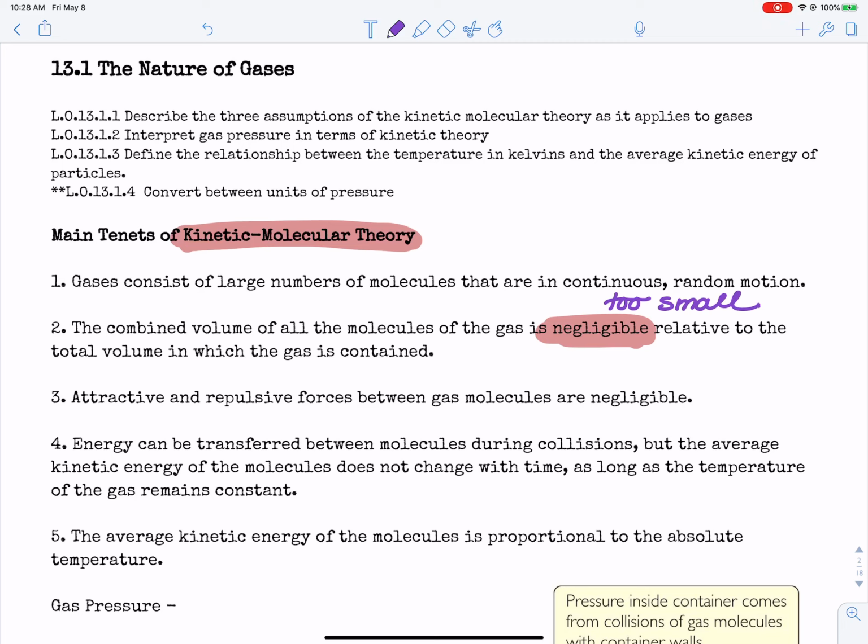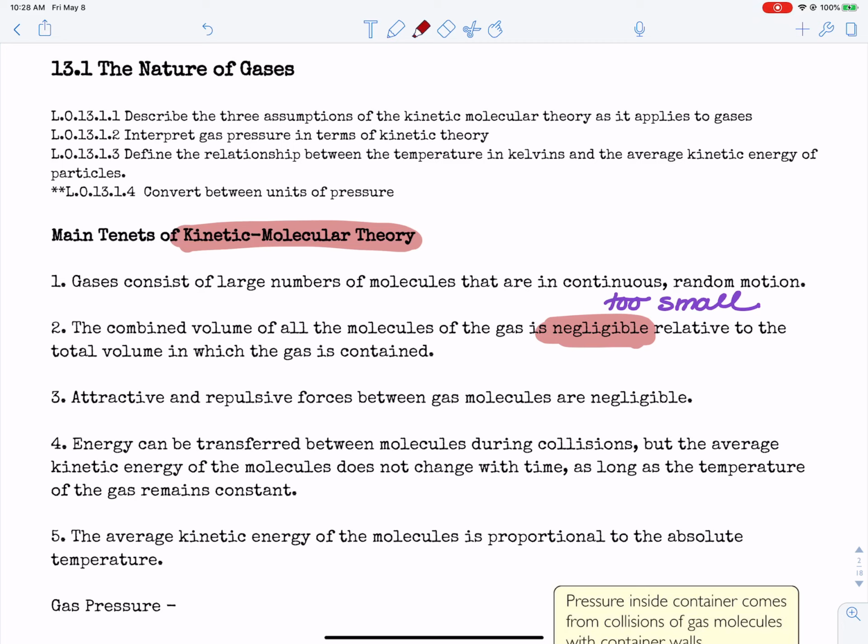Relative to the total volume in which the gas is contained. What does that mean? That means if you took the actual molecules of air, oxygen and nitrogen, in this room and took out and measured the volume of them, it would be incredibly small compared with if you measured the length, width, and height of the room that you're in.